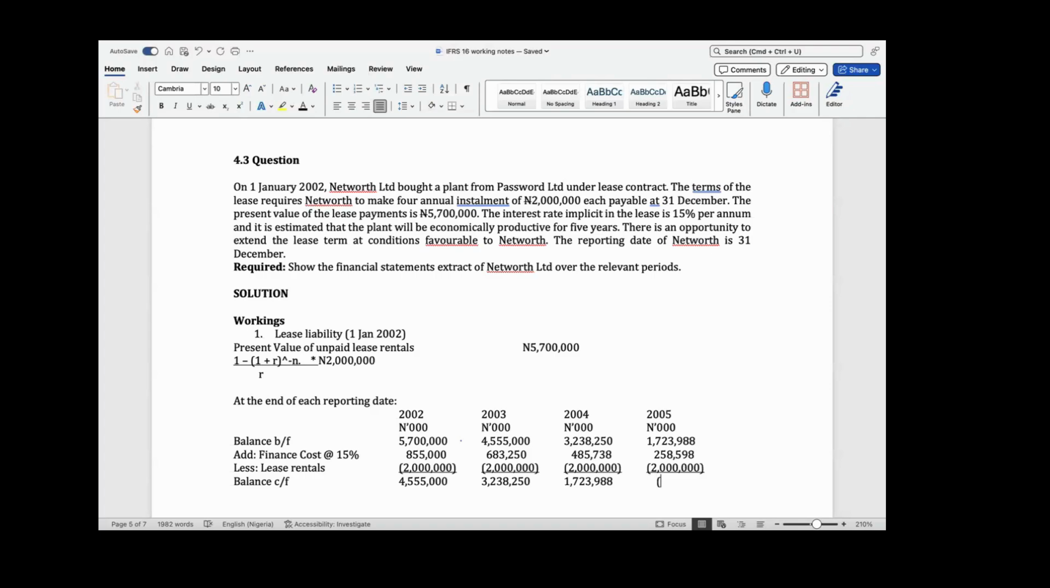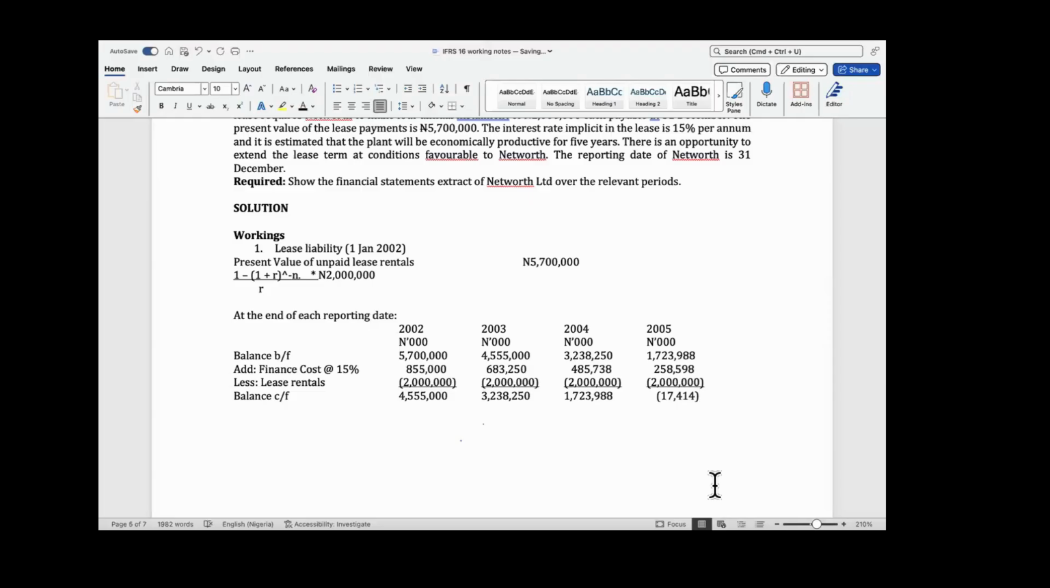How much? Giving us a minus figure, minus 17,414. Okay, so we'll treat it as nothing, because ordinarily it should be 0. Now we are done with the lease liability.